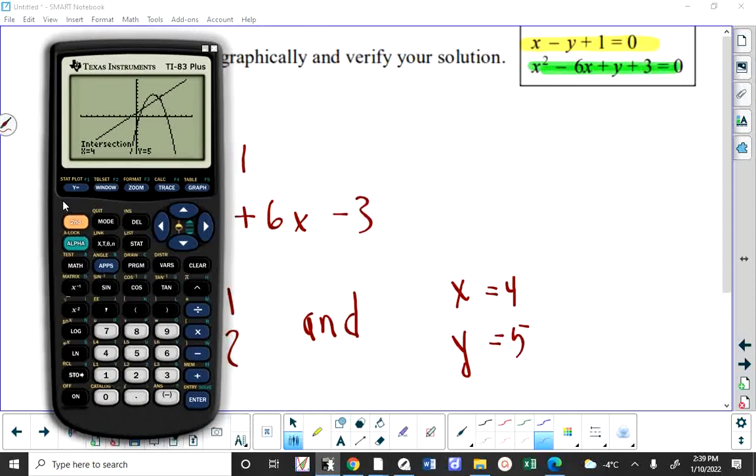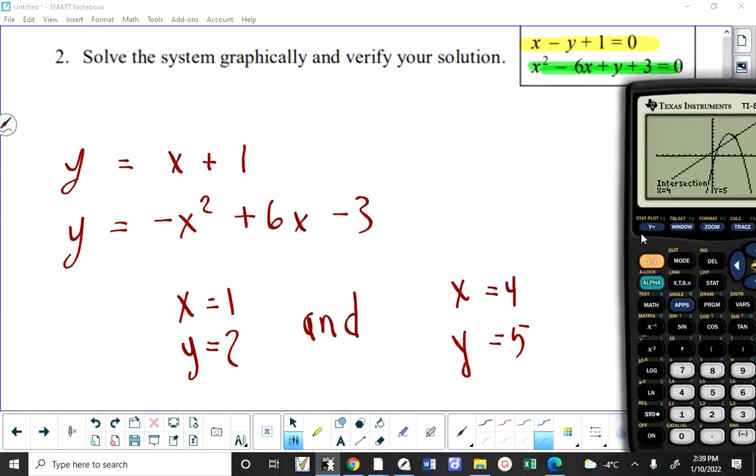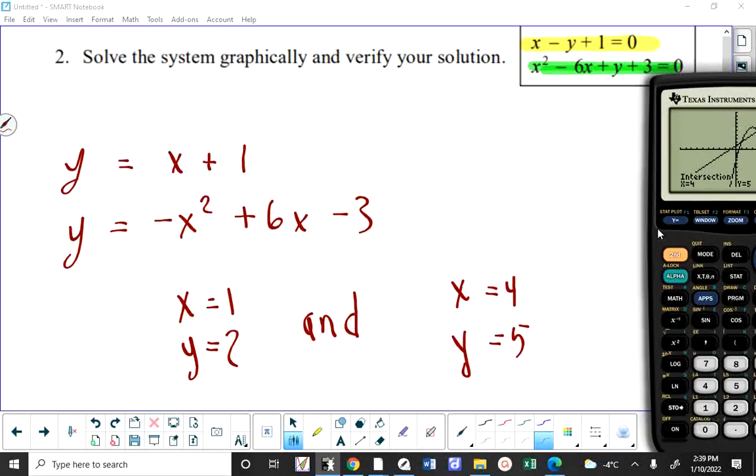Verifying it is there. We've verified it. The point is on both lines. If you wanted to verify it, here's what you would have to do. Put 1 in for x here, and you'll have 1 plus 1. Put 2 in for y. You get a true statement.